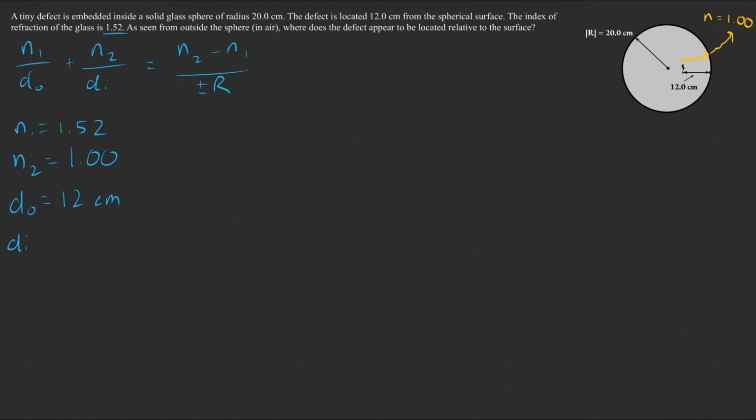DI is what we're looking for, so we don't know that. Now R, the radius, is 20 centimeters, but we have to determine the sign of it. Like we said earlier, if we bring our surface down here, that's a bad circle. Let me try that again. That's better. We have our defect here. The light leaving the defect encounters a concave surface. Like we said earlier, concave surfaces get negative R values, which means our radius is negative 20.